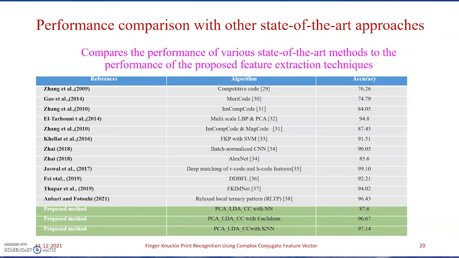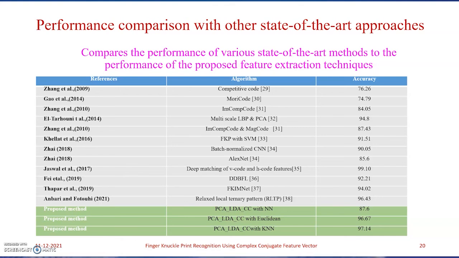The next is the comparison of our proposed methodology with other state-of-the-art approaches. The FKP feature extracted using this hybrid PCA-LDA with complex scored high performance when compared with the previously proposed methodologies: Zhang et al. 2009 with 76, Xue et al. with 74, Zhang et al. with 84, and in 2021 they used relaxed local ternary pattern and scored 96% recognition accuracy.